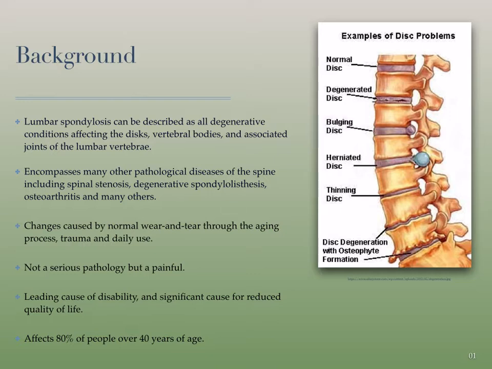Underneath that, you have disc degeneration with osteophyte formation. These are bone spurs. They're usually formed over a long period of time, and they're quite common in people over 60 years of age. You can see these in a lot of imaging. These can cause impingement on nerves and cause pain symptoms that are similar to the thinning disc.